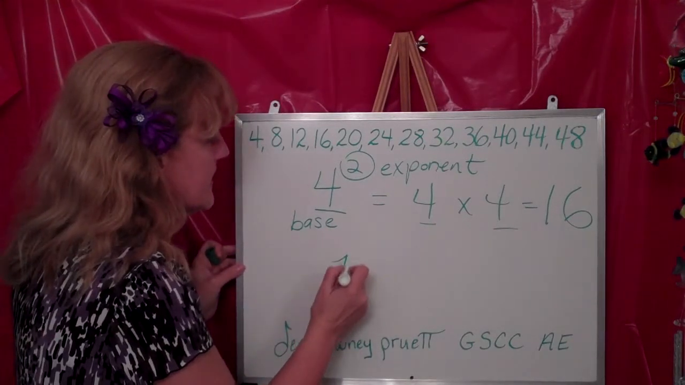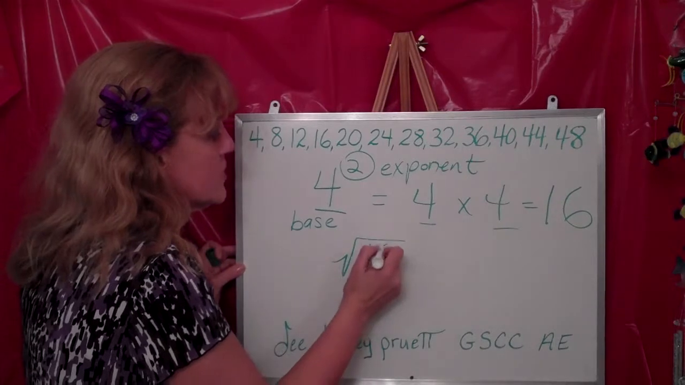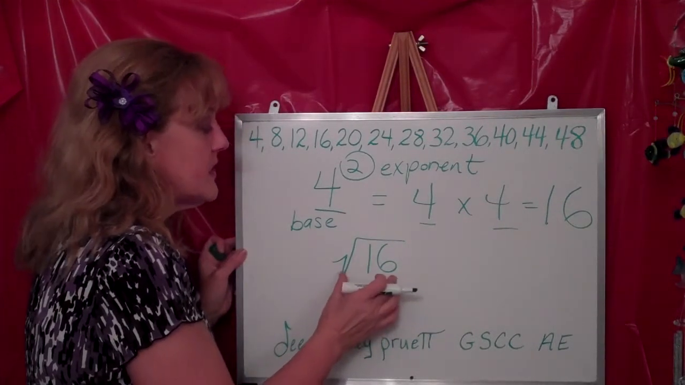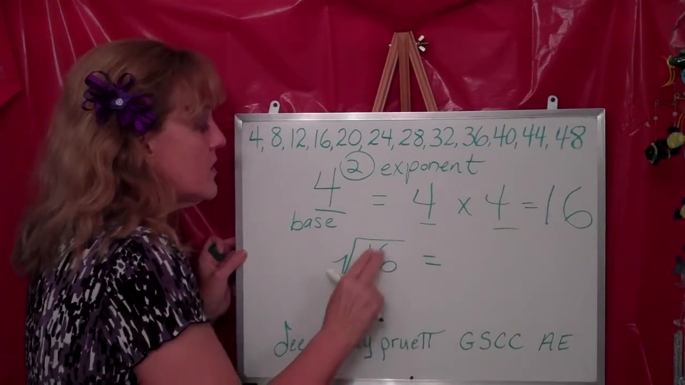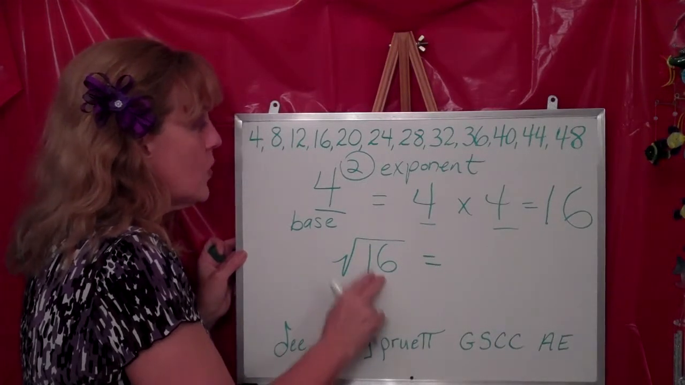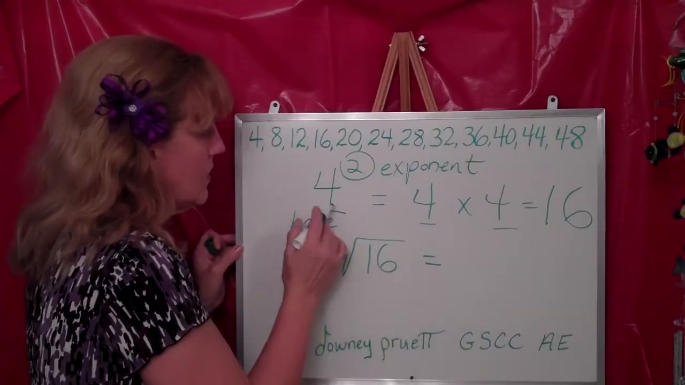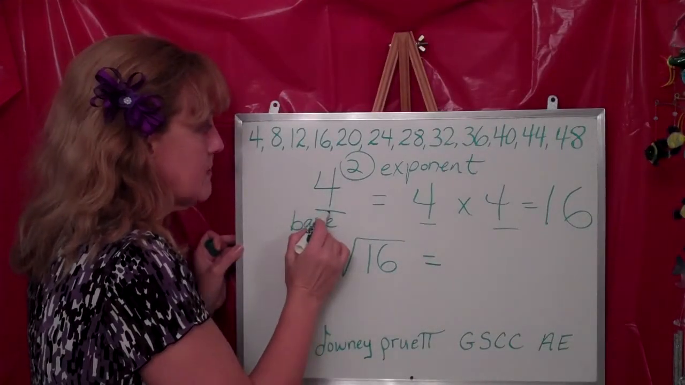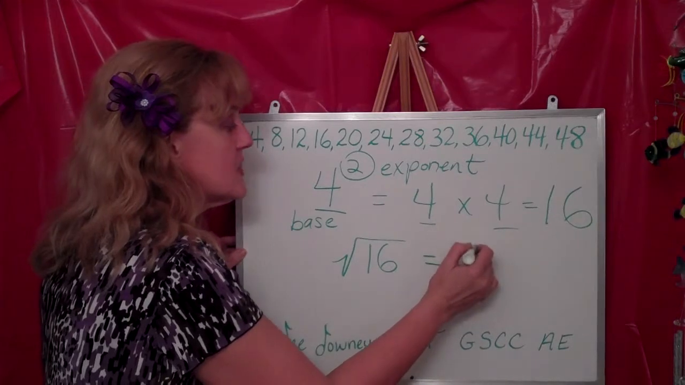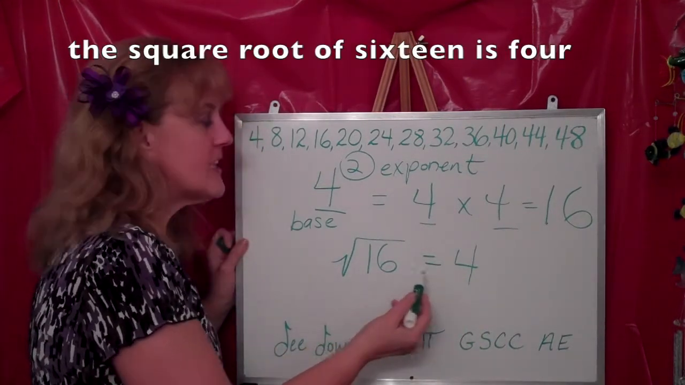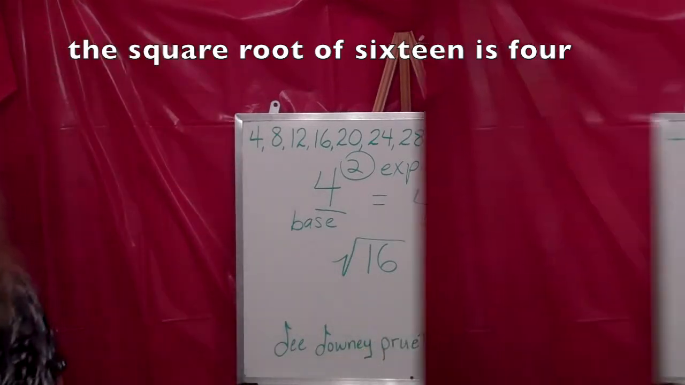If we say, what is the square root of 16? What number times itself is equal to 16? Well, 4 to the second power, what's that base? What number times itself is equal to 16? 4. The square root of 16 is equal to 4.